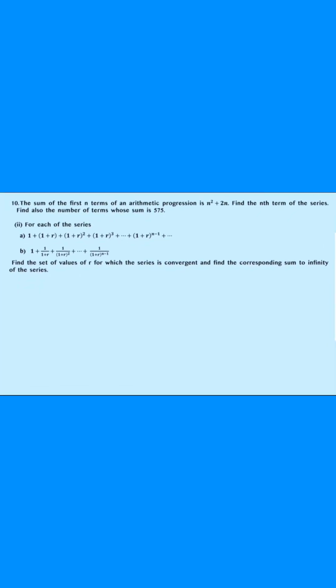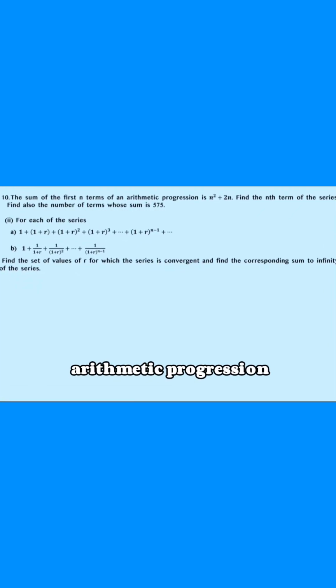The sum of the first n terms of an arithmetic progression is n squared plus 2n. Find the nth term of the series. Find also the number of terms whose sum is 575. For each of the series, find the set of values of r for which the series is convergent and find the corresponding sum to infinity of the series.